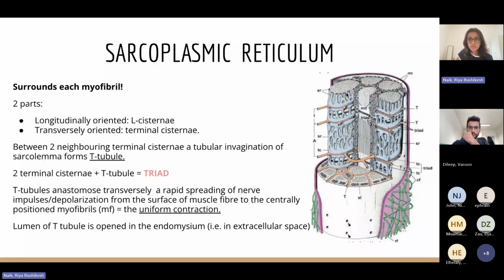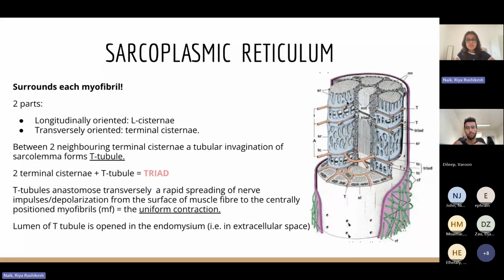You can see this blue part over here, right? It is transversely oriented because it's flat, like it's horizontal. So this structure is going to be called a terminal cisterna. It's just a thing you have to remember. And this orange structure is called a T tubule. This is also a thing you have to remember. These are just the structures with their specific functions.